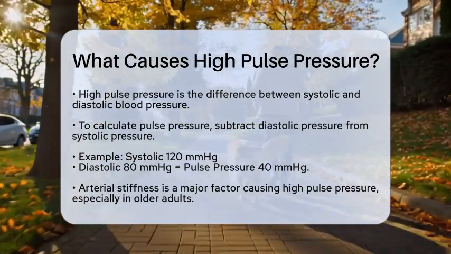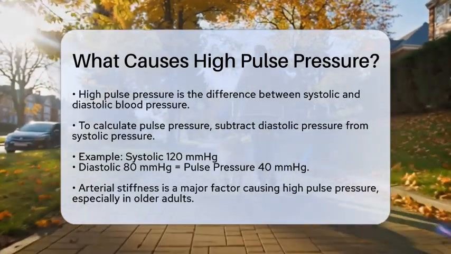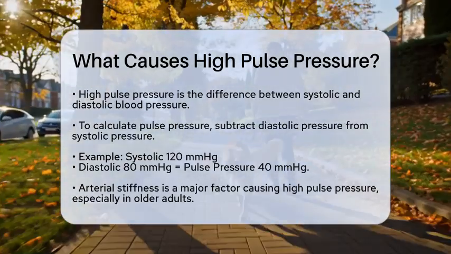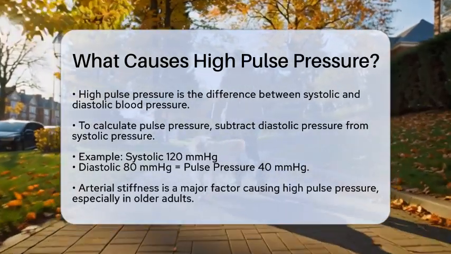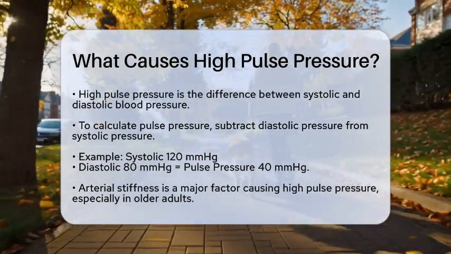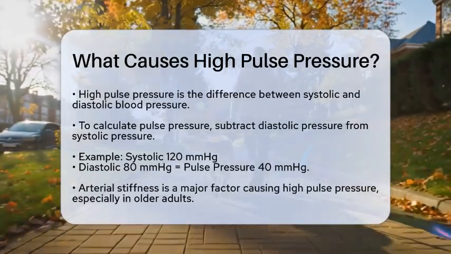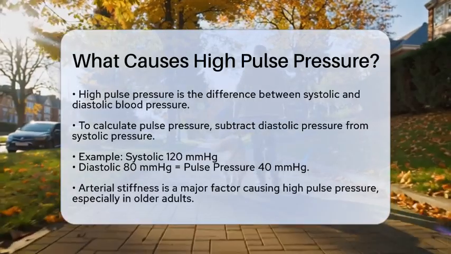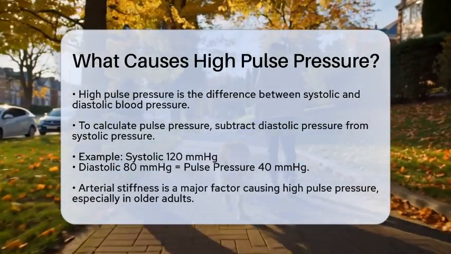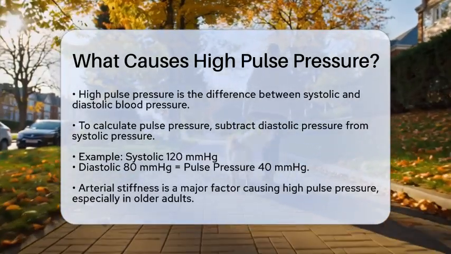Pulse pressure is the difference between systolic and diastolic blood pressure. To calculate it, you subtract the diastolic pressure from the systolic pressure. For example, if the systolic pressure is 120 millimeters of mercury and the diastolic pressure is 80 millimeters of mercury, the pulse pressure would be 40 millimeters of mercury.